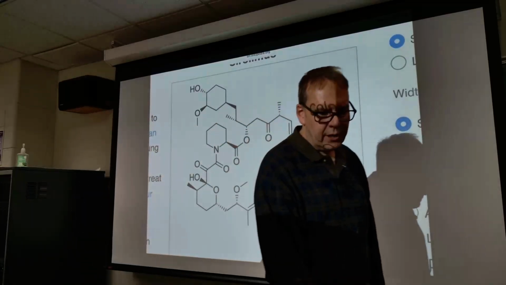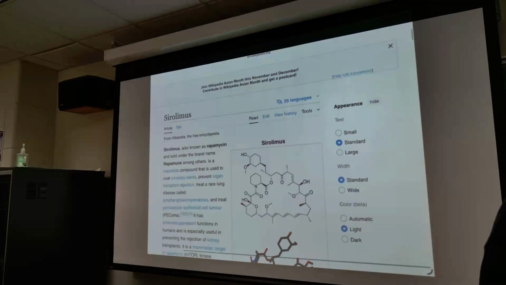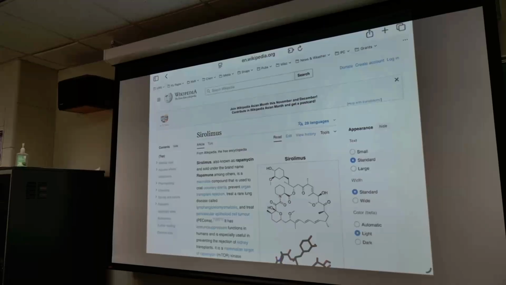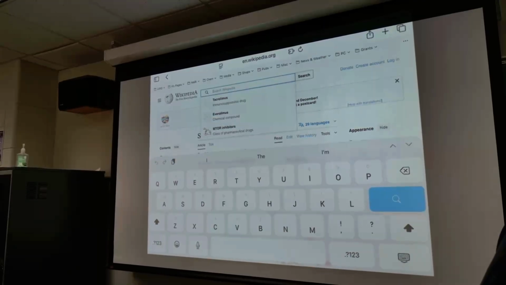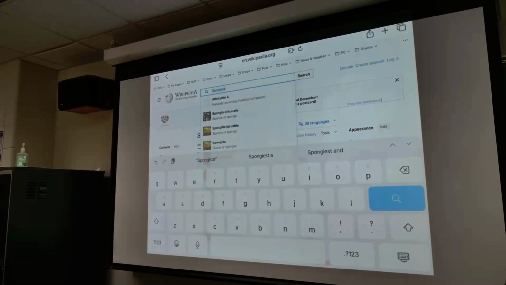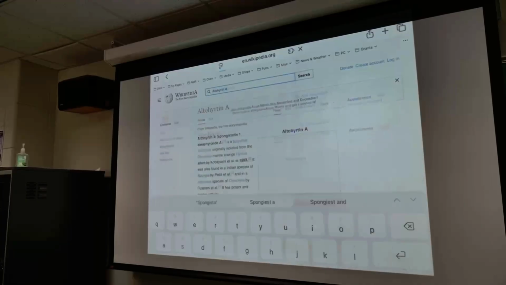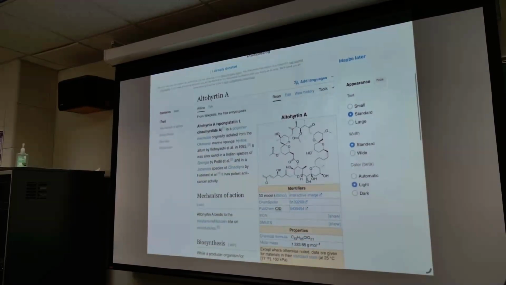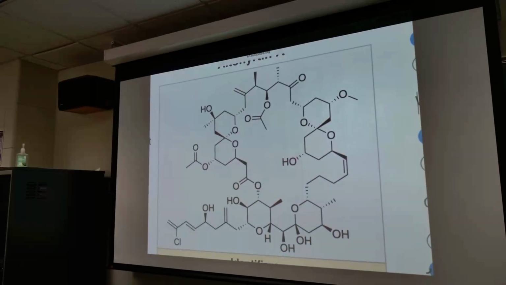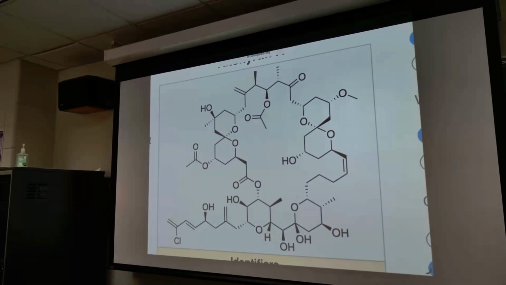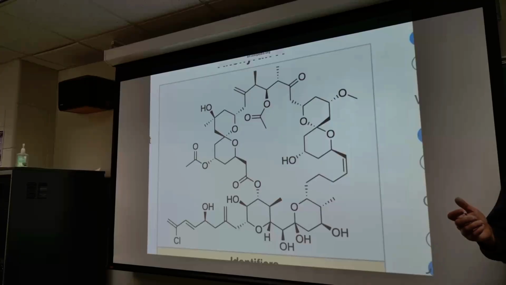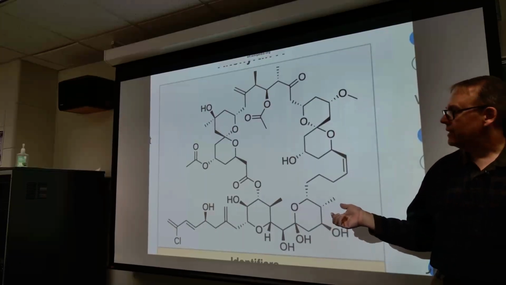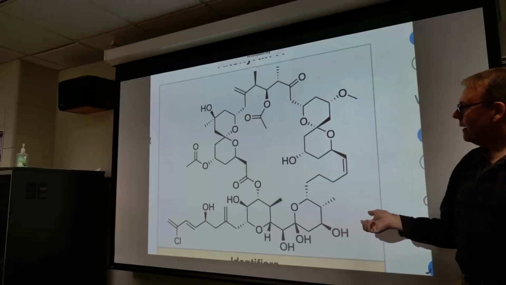I'm going to look for another one here because there's another one. I'll search Wikipedia because they usually have structures. Spongistatin, it's also got this aldehyde name. This one's even bigger. Looks pretty wild. It is a natural product. It was actually isolated from a sponge, as you might imagine if it has a name like spongistatin.